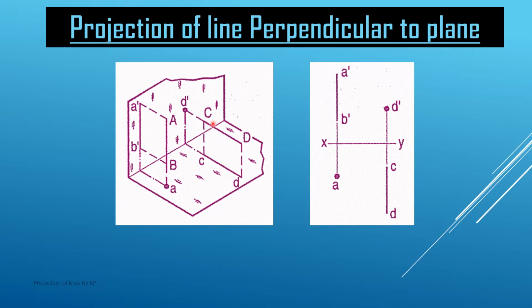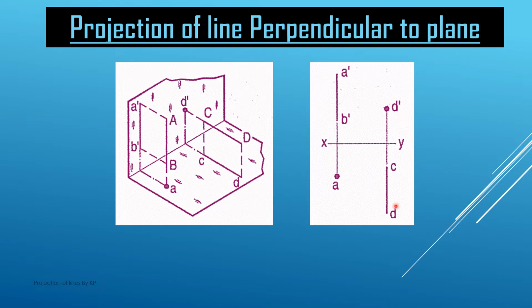In the second case, we have a line CD which is perpendicular to VP and parallel to HP. So the projection is CD on the HP and it is D dash on the VP. It is a point projection of the line CD on the VP basically. So this is a three-dimensional representation.